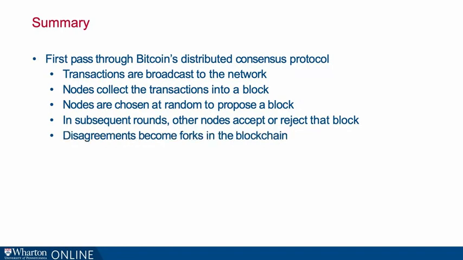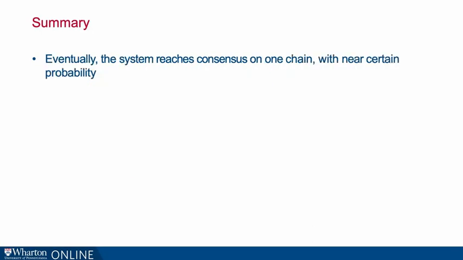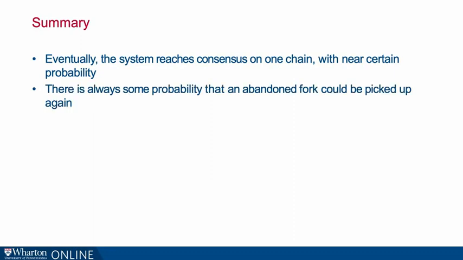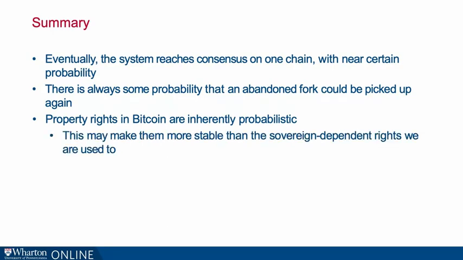Disagreements become forks in the blockchain, and short forks are usually abandoned. It is the policy of honest nodes to extend the longest fork. Eventually, the system reaches consensus on one chain with near certain probability. There is always some probability, however minute, that an abandoned fork could be picked up again. Thus, property rights in Bitcoin are inherently probabilistic, yet ironically, this may make them more stable than the sovereign-dependent rights we are all used to.